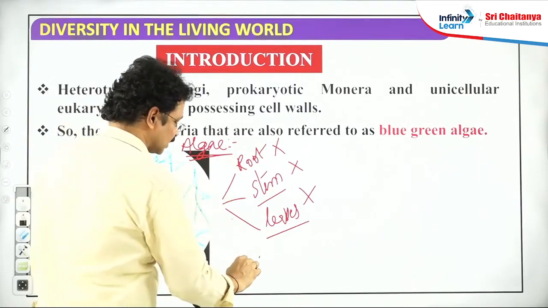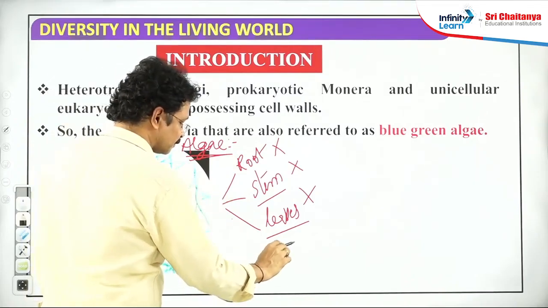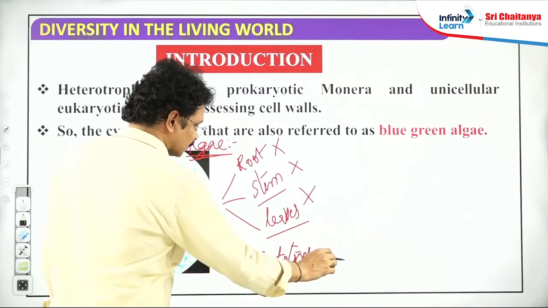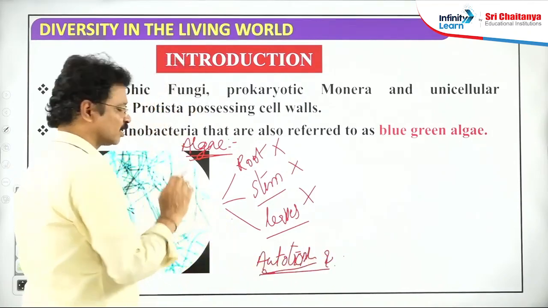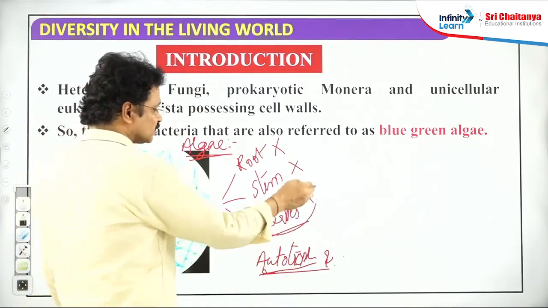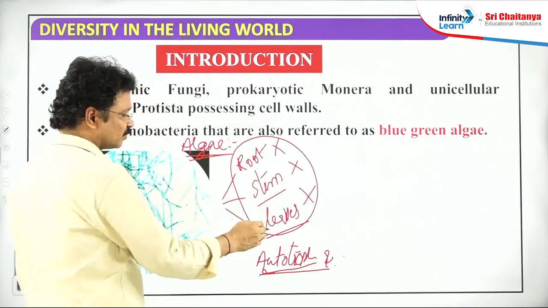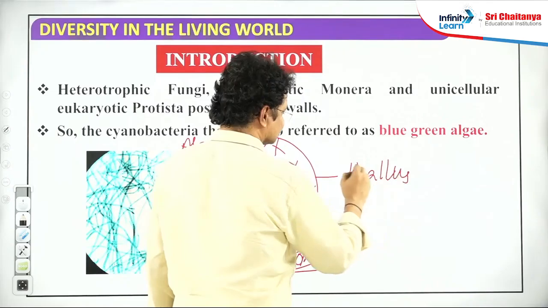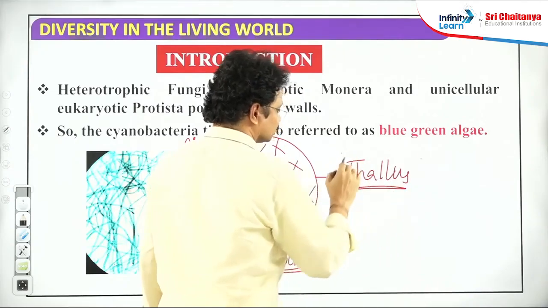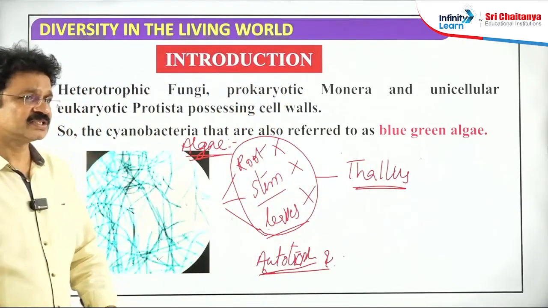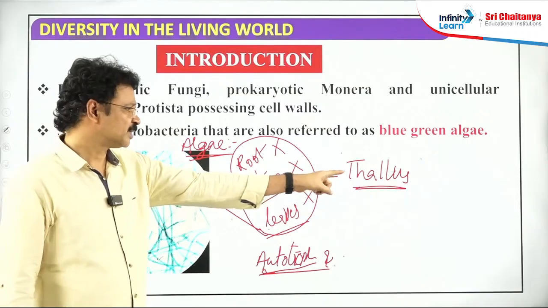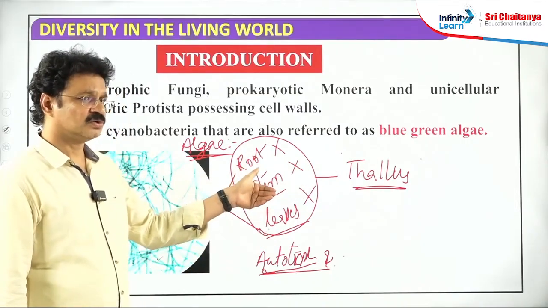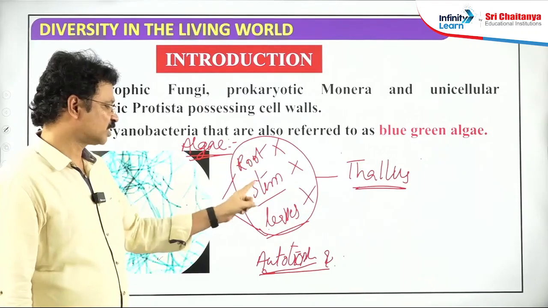Because of only one reason, that is the autotrophic nature, or due to the photosynthetic structures, the presence of chloroplast, it is called Plantae. The plant body which is not differentiable into root, stem, leaf, such kinds of plant bodies are called thallus. It is a very, very important point. Give the definition for the thallus. Thallus is a kind of plant body not differentiable into root, stem, leaf.